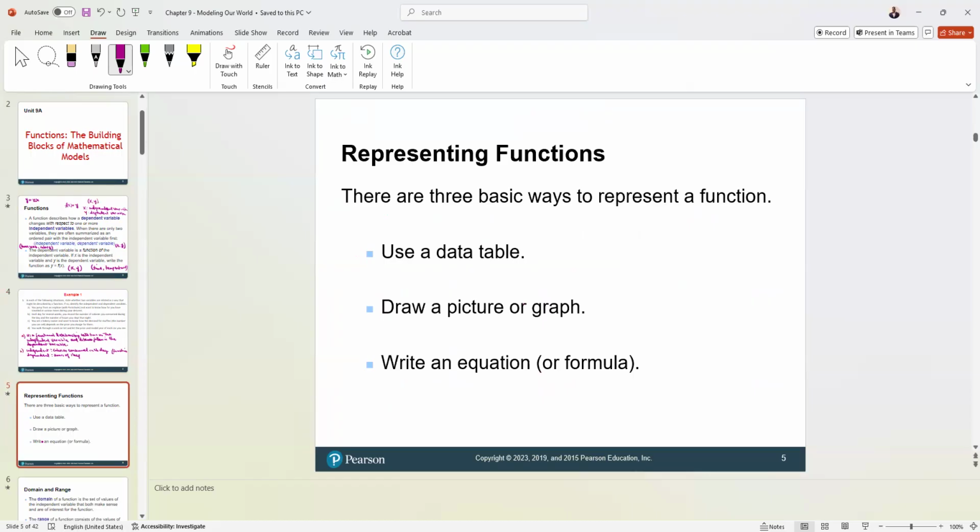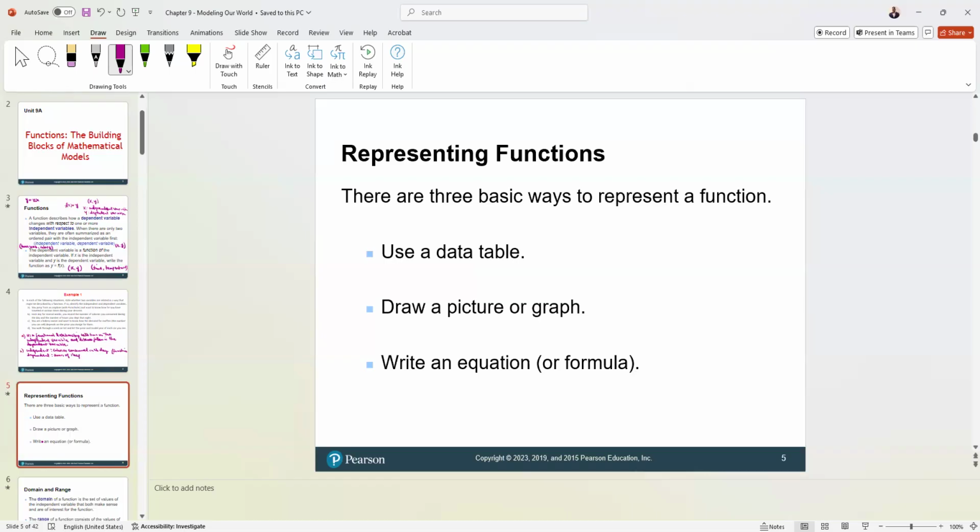A table can provide detailed information, but it can become unwieldy when we have large quantities of data. We can draw a picture or use a graph to represent the functions. A graph is easy to interpret and consolidates a great deal of information.